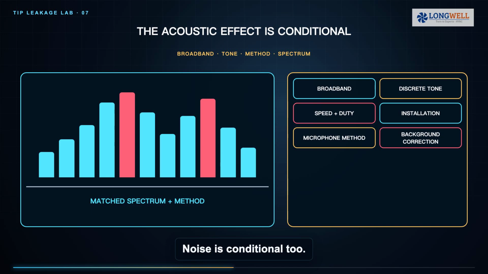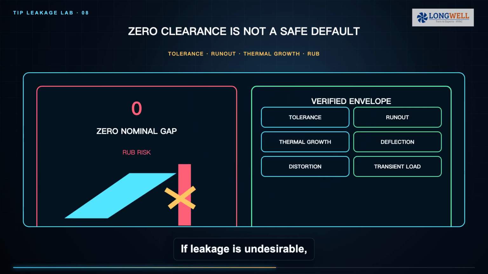Noise is conditional too. Unsteady leakage, vortex interaction, blade-to-casing proximity and turbulence can alter broadband noise or discrete tones. Reducing a gap may reduce one excitation while exposing another mechanical or acoustic interaction. A defensible comparison needs matched speed, duty point, installation, microphone method, background correction and frequency data, not one headline decibel value.